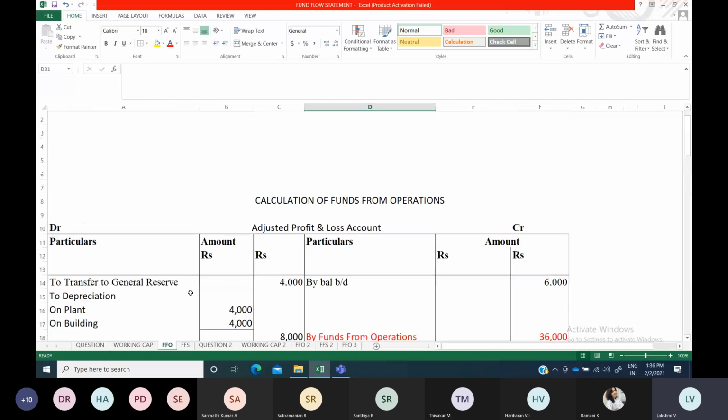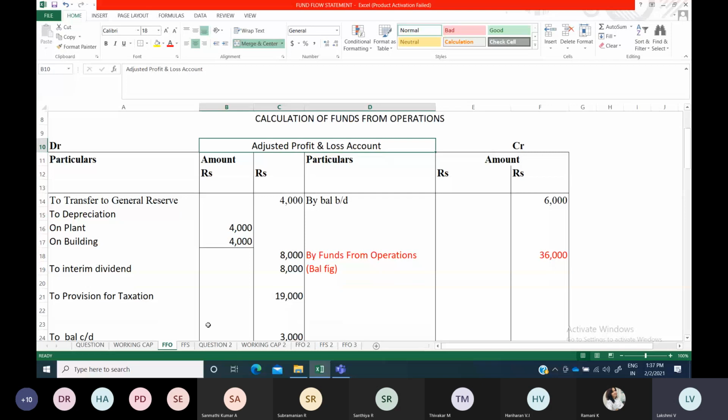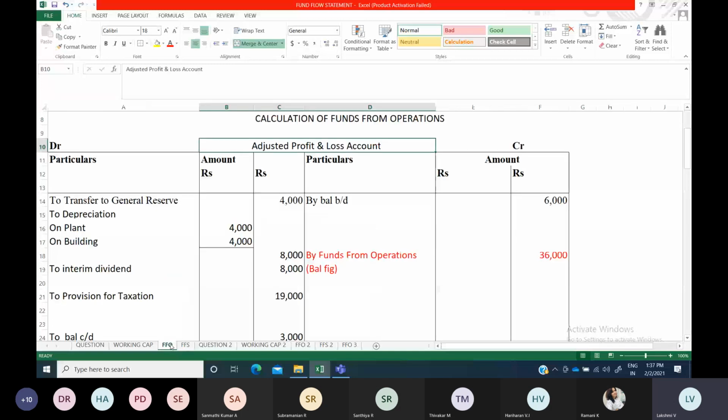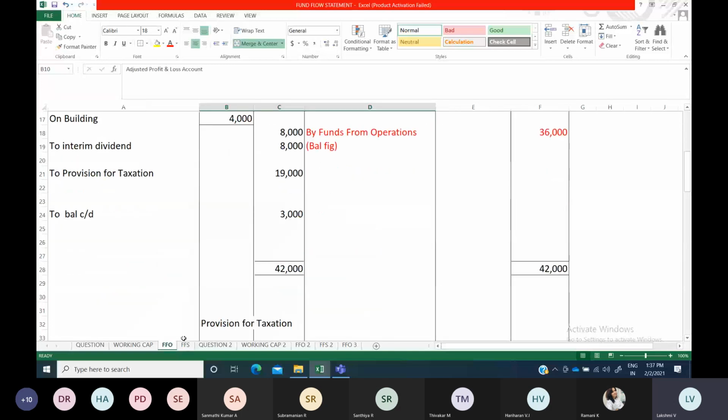Next is calculating funds from operations by preparing the adjusted P&L account, which we did. The next and last step is your fund flow statement. But before preparing this one, you have to prepare certain accounts again. Certain working notes you have to do. Those are known as working notes.